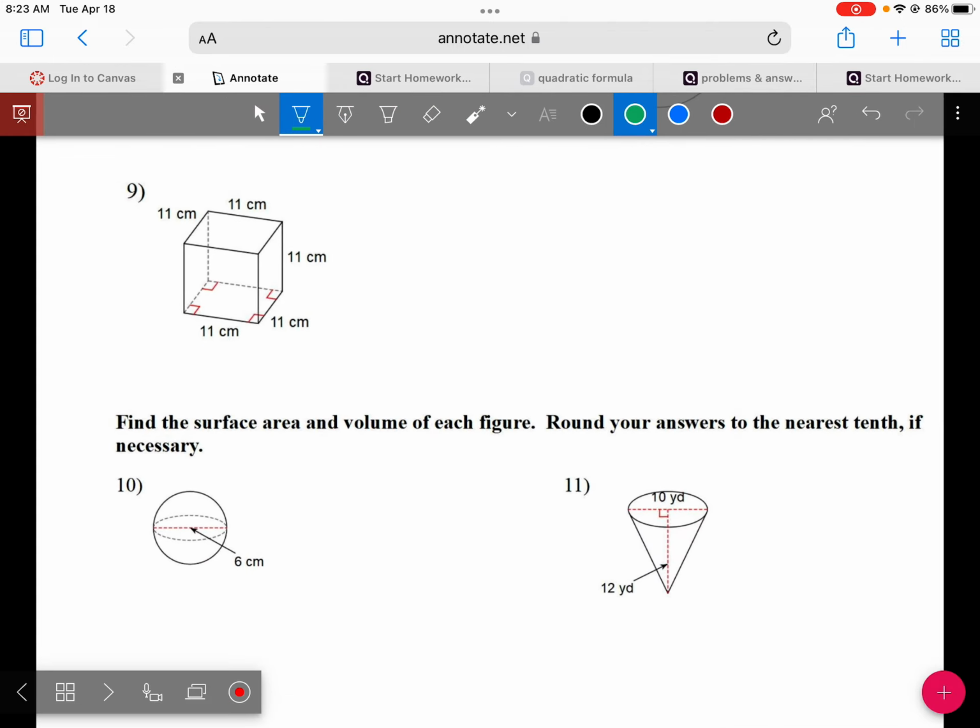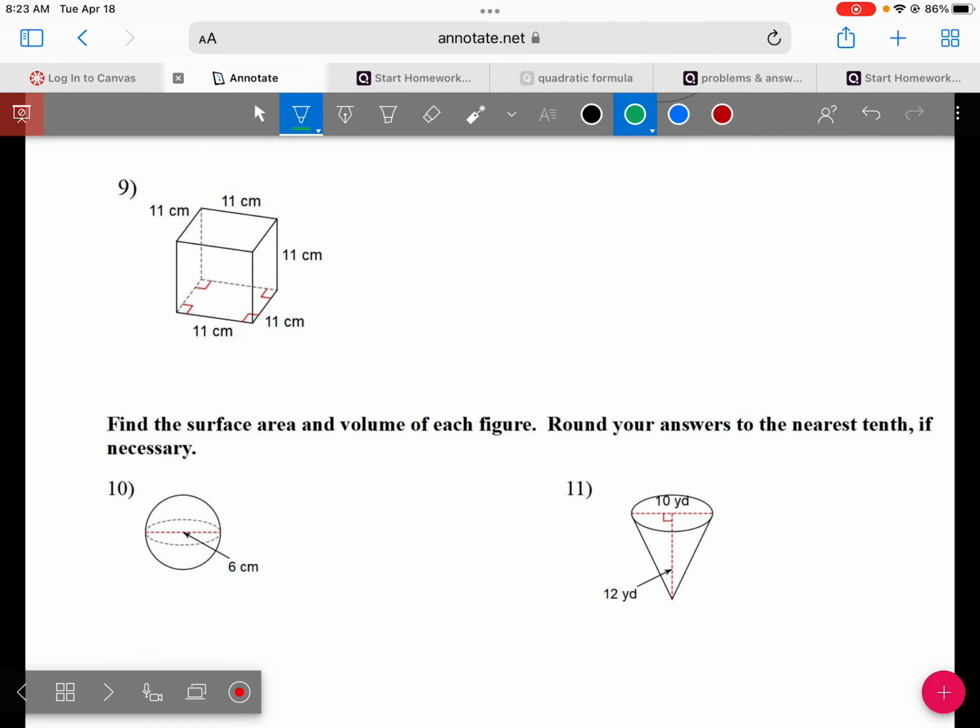Okay, let's go right to 9. So this is finding surface area. Now, what do we call this 3-dimensional figure in number 9? It's not a square because it's 3-dimensional. A cube. Yes, so all sides are squares, but when you put it all together, it is a cube.